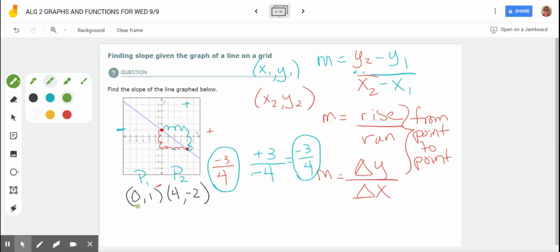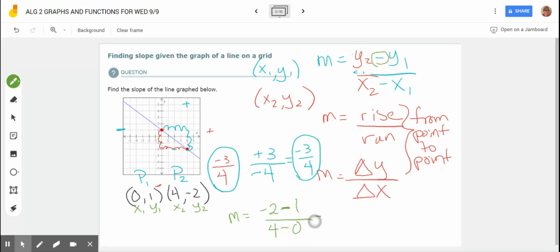So if this is point 1, this is going to be (x1, y1) and (x2, y2). m is equal to y2, which is -2, minus, and this minus has nothing to do with any of the points. It's part of the formula. You leave that minus in. Put the next one in: 1, over x2 minus x1. And you get -3/4.